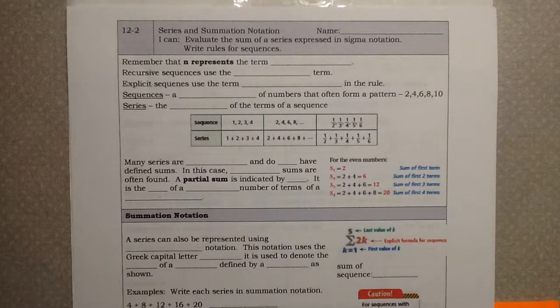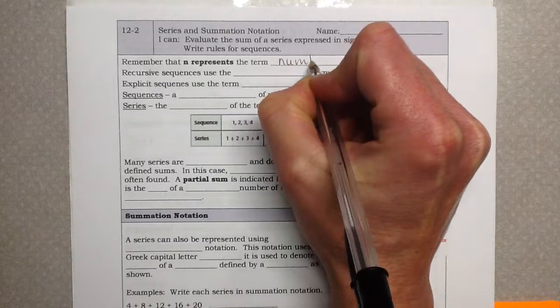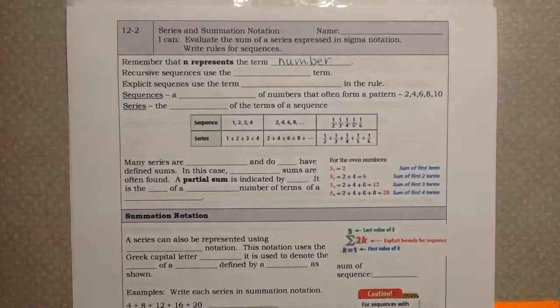Today you're going to look at series and summation notation, and I want you to be able to evaluate the sum of a series expressed in sigma notation and also to write the rules for sequences. So let's just do a little bit of review here. Remember that n represents the term number, and you'll hear me say that very many times. It's very important for you to understand that n is the term number.